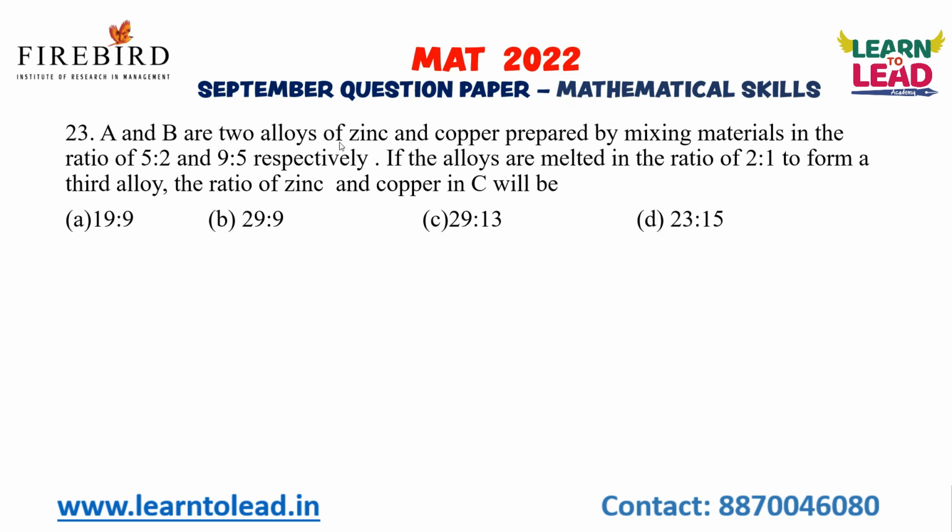Okay, A and B are two alloys of zinc and copper prepared by mixing materials. It is a question based on mixture. See, the alloy A is made of zinc and copper. Its ratio is 5:2. The alloy B, which is made of zinc and copper, its ratio is 9:5. If the alloys are melted in the ratio 2:1 to form a third alloy.